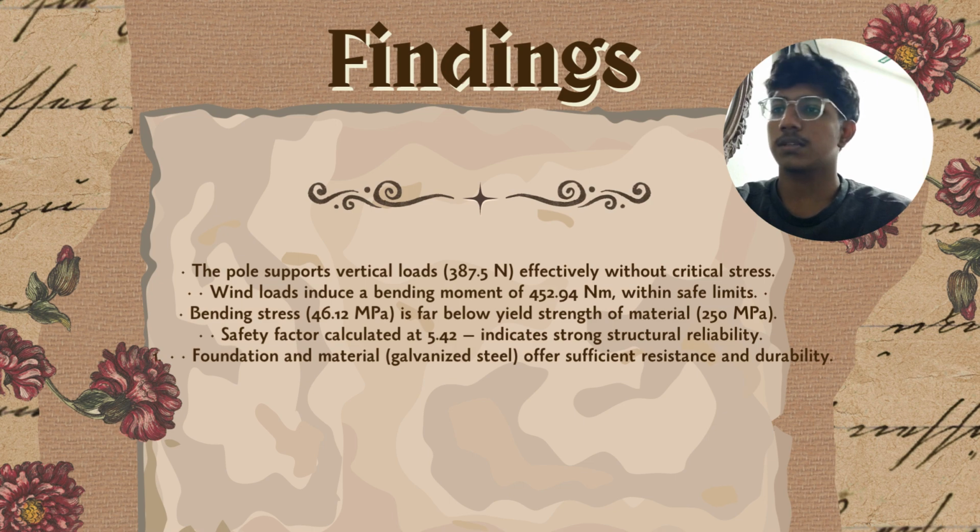The bending stress calculated is 46.12 megapascal, which is much lower than the material's yield strength of 250 megapascal. This gives a safety factor of 5.42, meaning the structure is very reliable. The material used like galvanized steel and the foundation also contribute to strong resistance and durability.